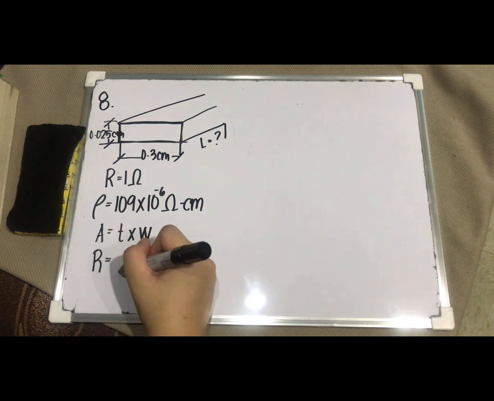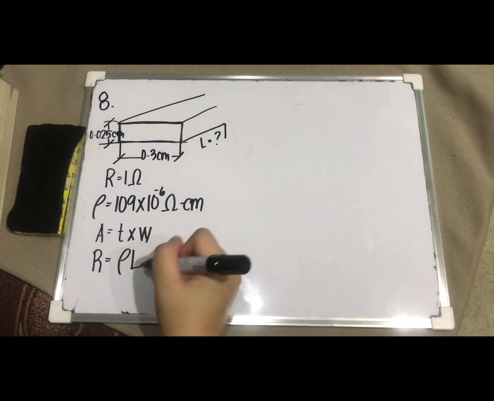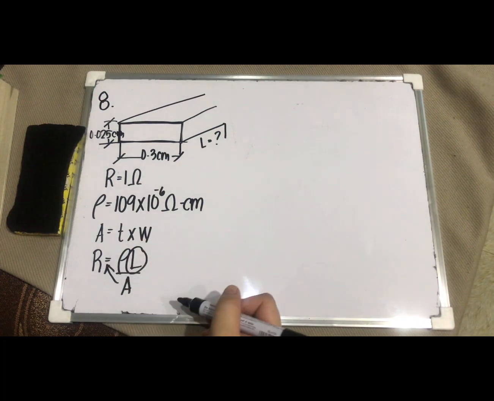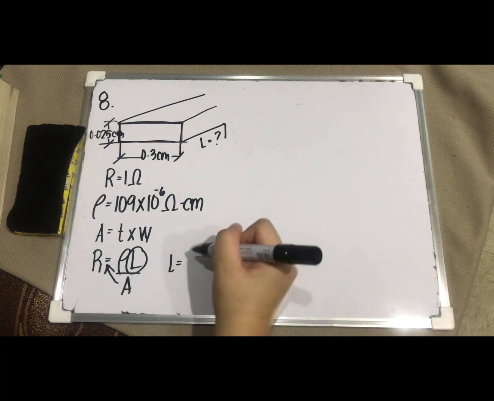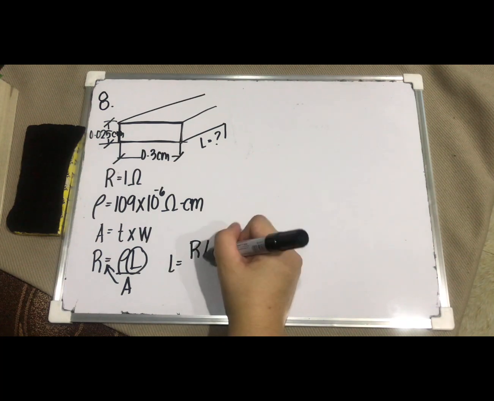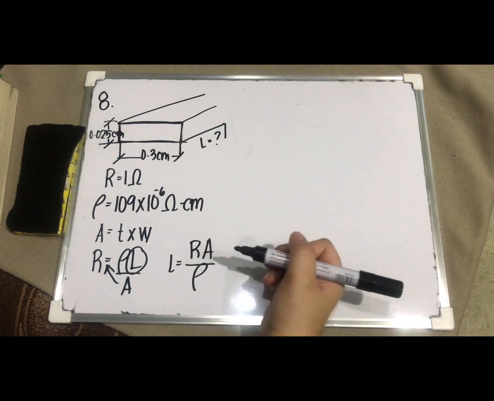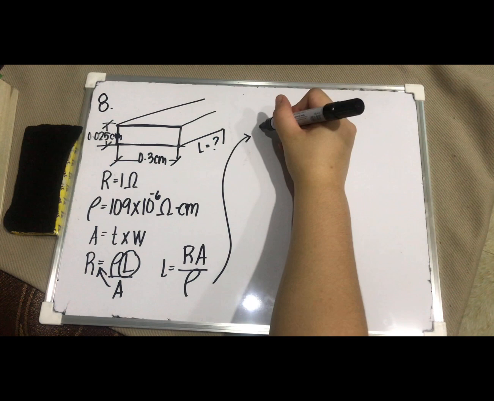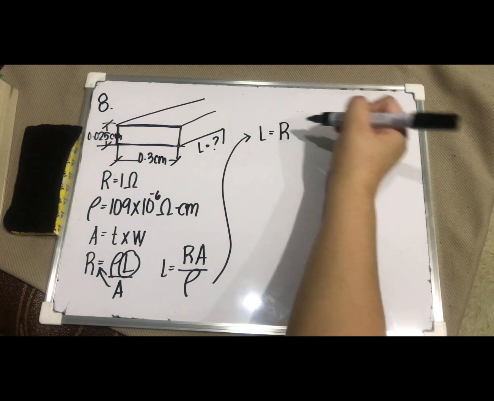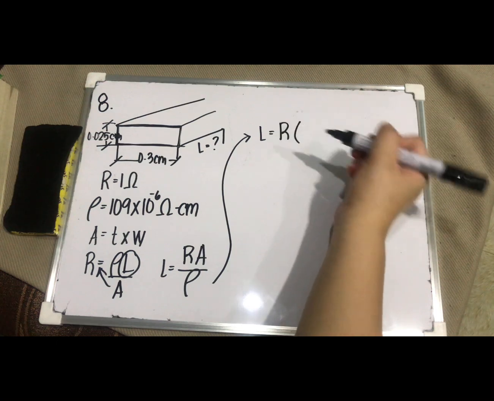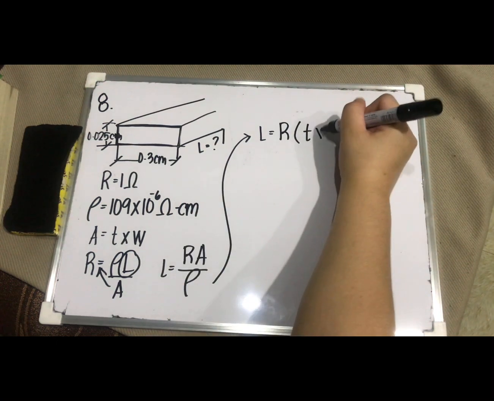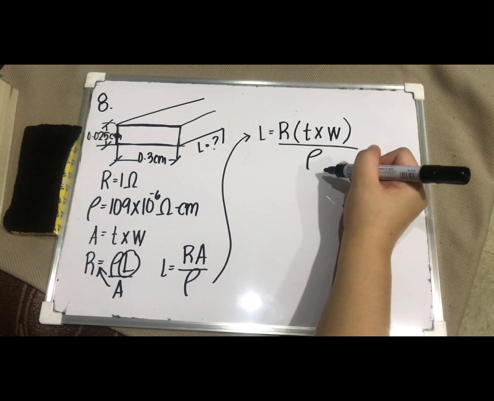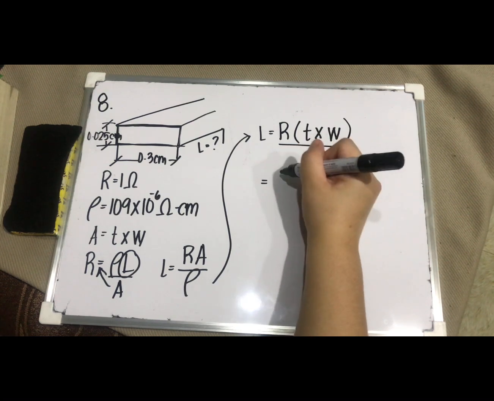I-recall ulit natin yung formula. R is equals to specific resistance times length over A. So, since length yung hinahanap, ang mangyayari sa formula natin ay L is equals to resistance times area over specific resistance. So, length is equals to R resistance and yung area natin na kung saan thickness times width over specific resistance.